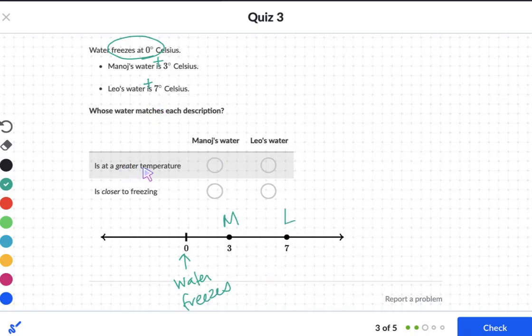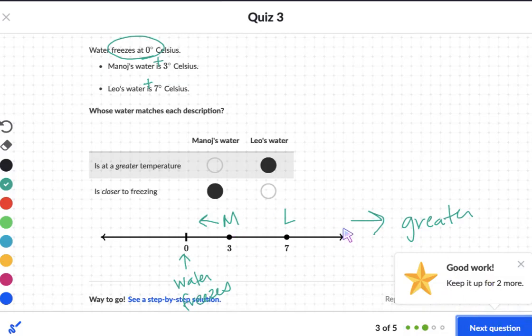So whose water is at a greater temperature, Mano or Leo? Well, the greater one would be the one closest to the right because numbers get bigger as they go to the right. So it would be Leo at the greater temperature. And whose is closer to freezing? Well, Mano's is 3 spots away from water freezing, while Leo is 7 spots away from water freezing. So Mano's would be closer to freezing.